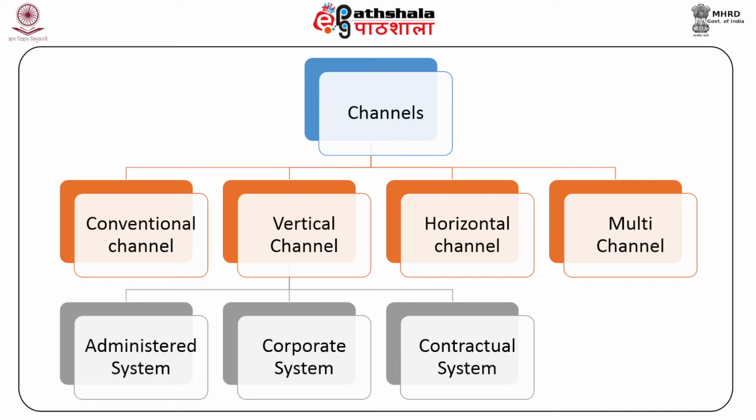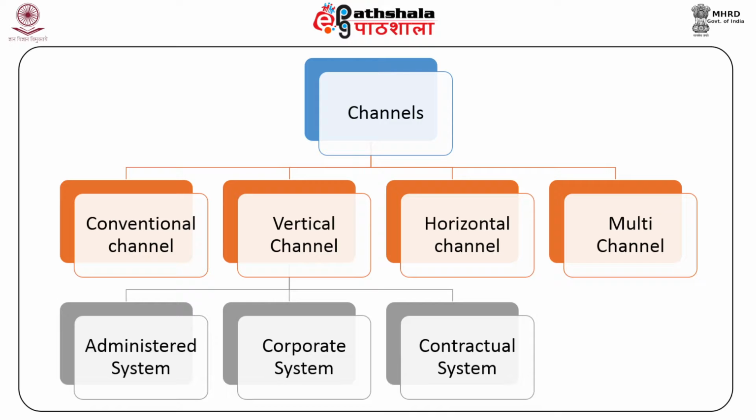In backward integration, the wholesalers and retailers look after the working of the distribution system. For example, Hindustan Petroleum runs its own company and it has its own company-owned petrol pumps. So Hindustan Petroleum comes under the category of corporate vertical marketing system.